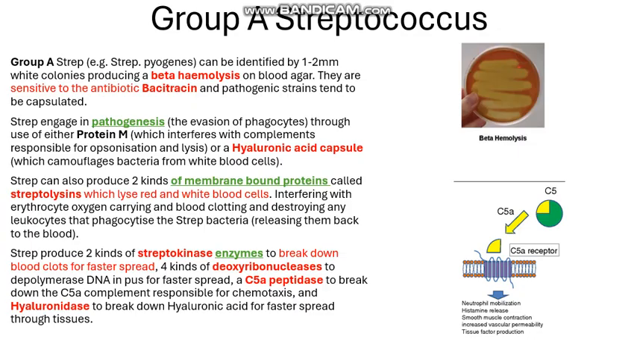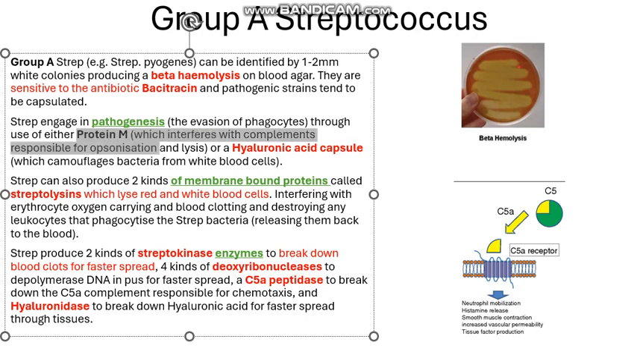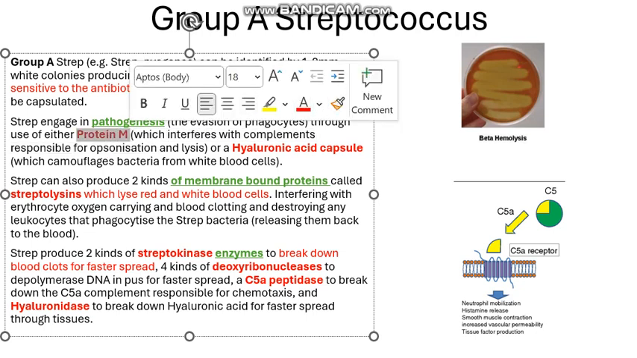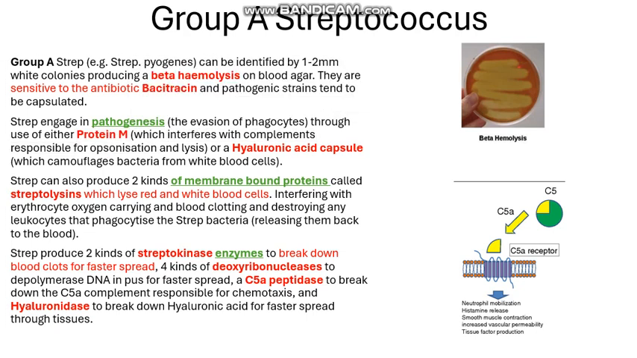Strep engage in pathogenesis, so the evasion of phagocytes, through use of either protein M, which interferes with complements responsible for opsonization of the strep pathogens, or through the use of a hyaluronic acid capsule, which camouflages the strep bacteria from white blood cells.